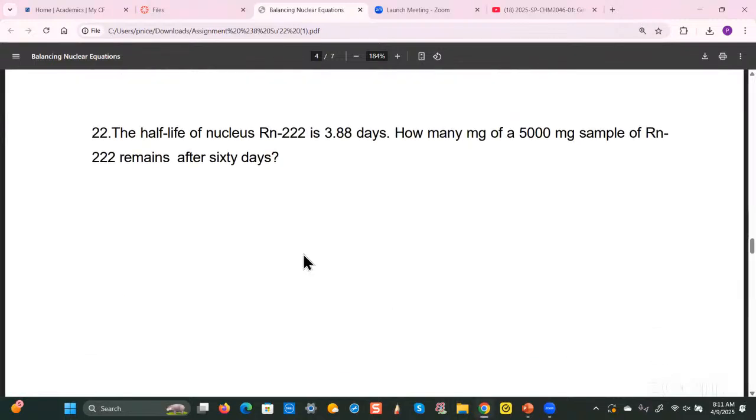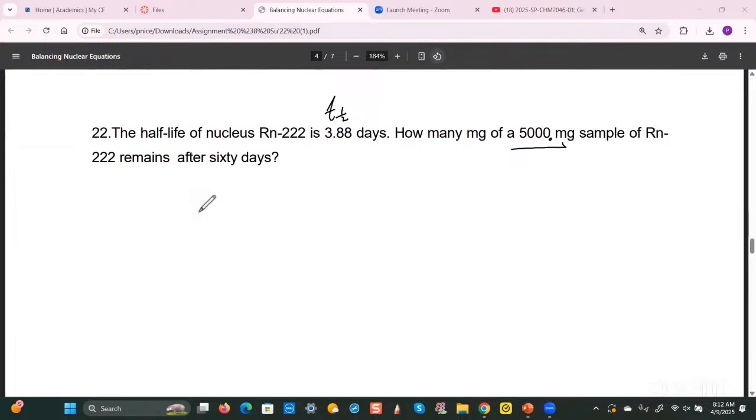Okay, so this question says the half-life of a nucleus of radon-222 is 3.8 days. So that is the half-life, so this is T half. So the question is how many milligrams of a 5,000 milligram sample of radon-222 remains after 60 days. All right, so what I'm going to do is put a decimal point here to make that 4 sig figs. Please make a note of that.